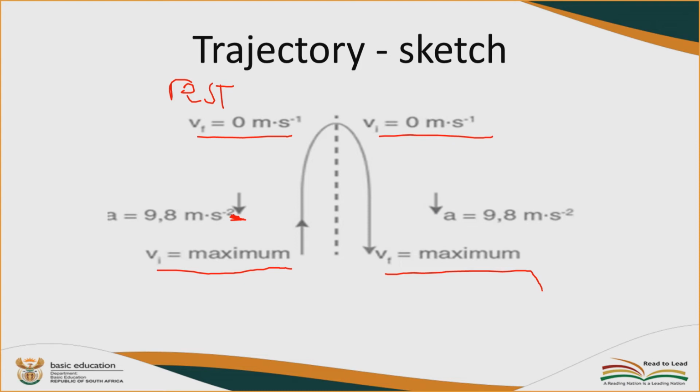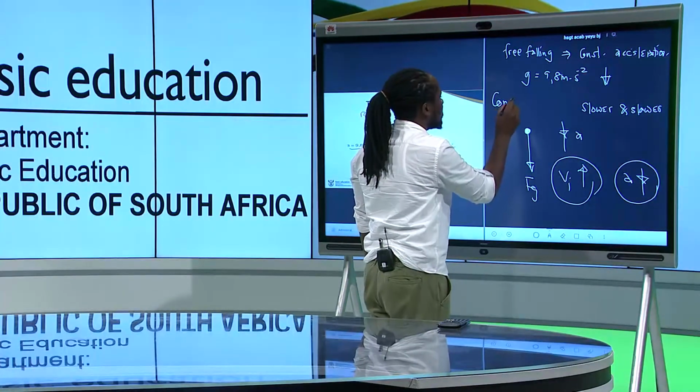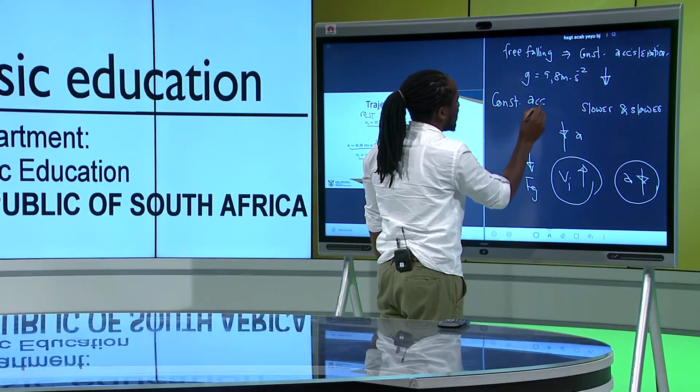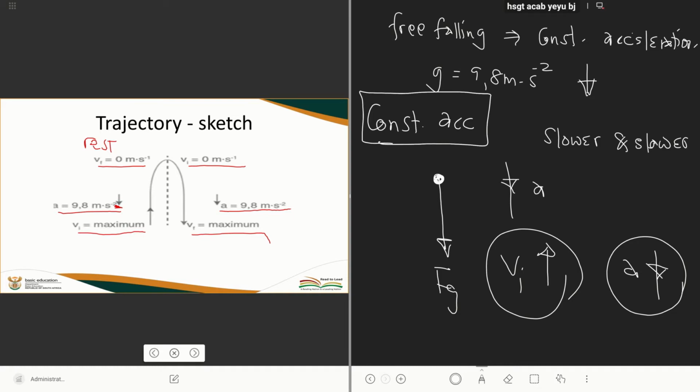But I want you to take note of the magnitude and direction of acceleration. The acceleration for upward motion is 9.8 meters per second squared downwards. The acceleration for the downward motion is still 9.8 meters per second squared downward, meaning that this acceleration remains constant, which is why we're saying that the object undergoes constant or uniform acceleration. That's the main idea as far as free-falling objects are concerned.